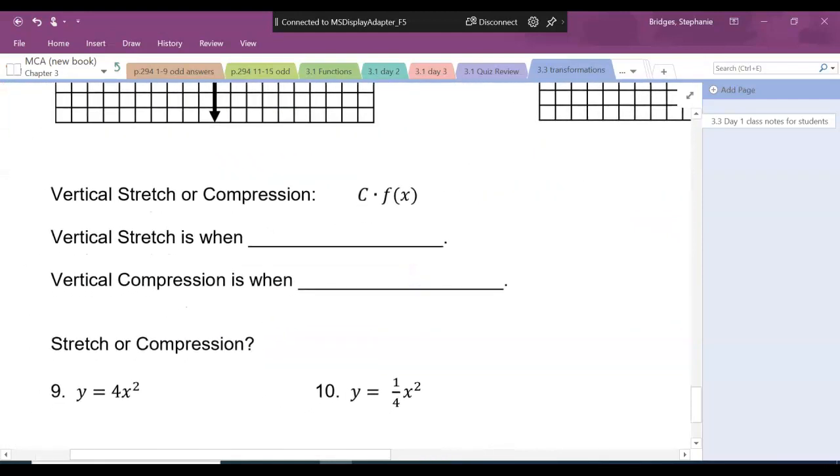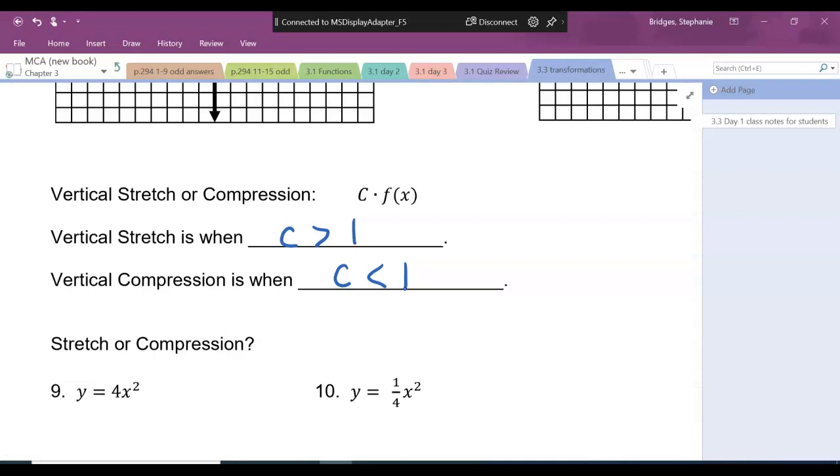A vertical stretch or compression is when you take some number c and you multiply it by your function. It just depends on what that c value is. A vertical stretch, making it tall and skinny, is when your c value is greater than 1. Any number bigger than 1 is going to make it taller and skinnier. A vertical compression, to make it wider and fatter, is when my c is less than 1. You can't say a fraction, because sometimes they write improper fractions, so you just want to make sure that that value is smaller than 1.